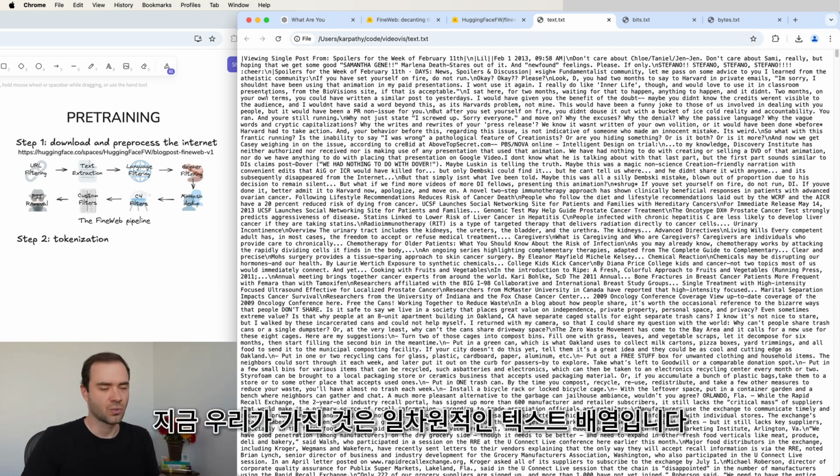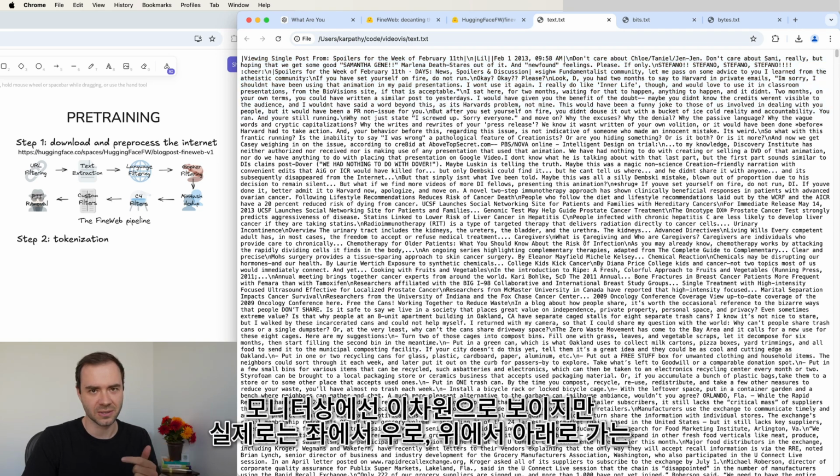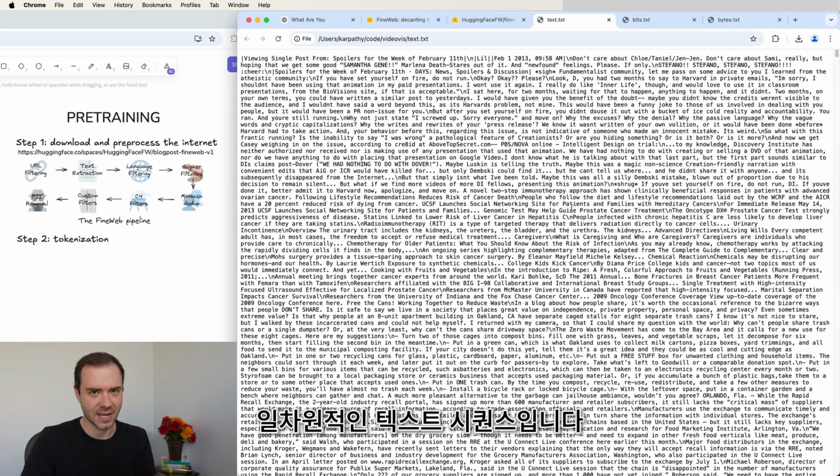So right now what we have is a one-dimensional sequence of text. It starts here and it goes here and then it comes here, etc. So this is a one-dimensional sequence, even though on my monitor, of course, it's laid out in a two-dimensional way, but it goes from left to right and top to bottom, right? So it's a one-dimensional sequence of text.